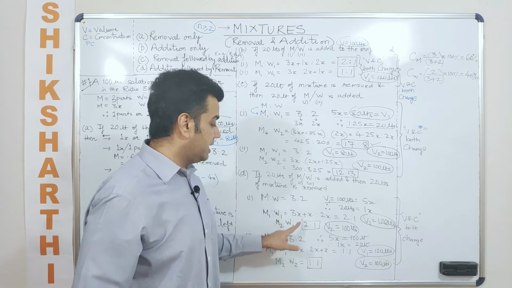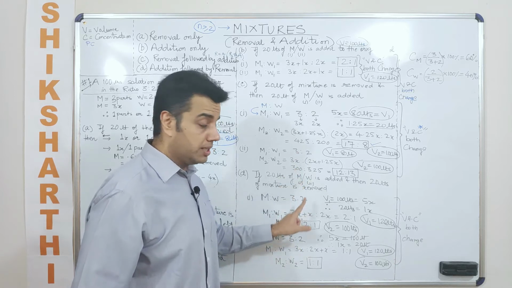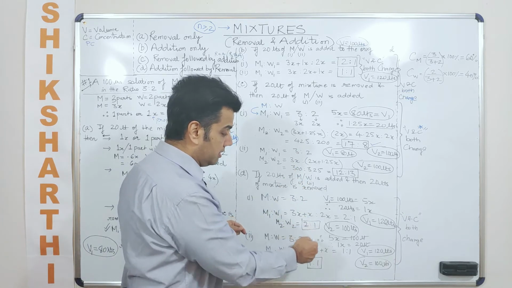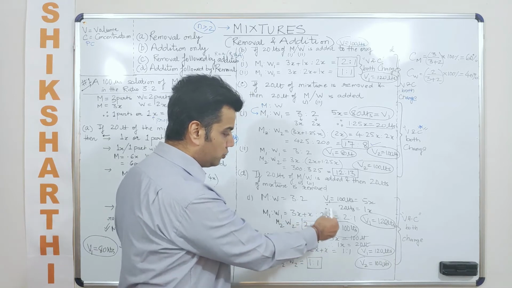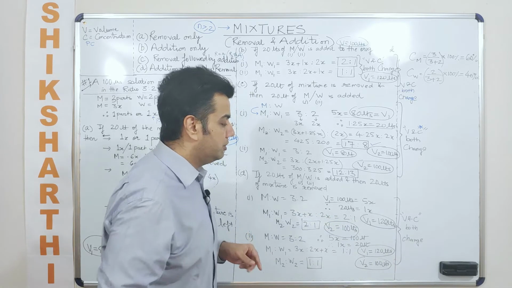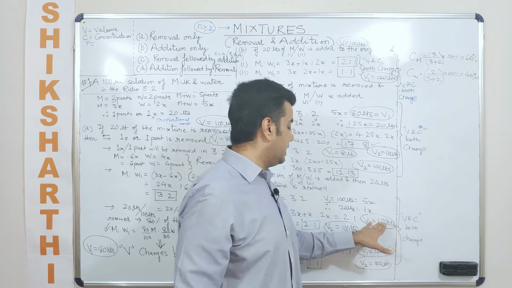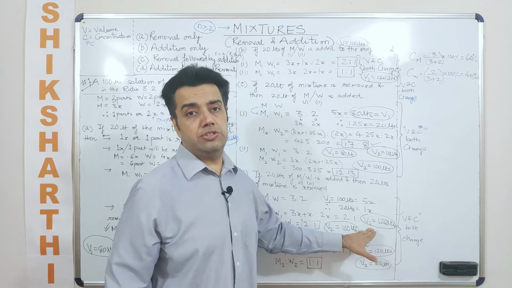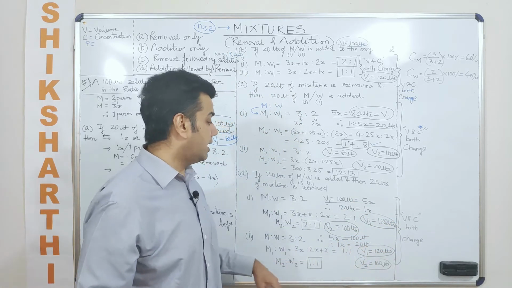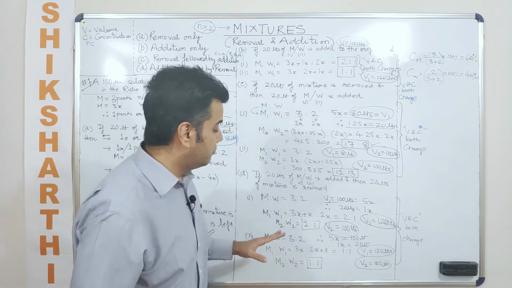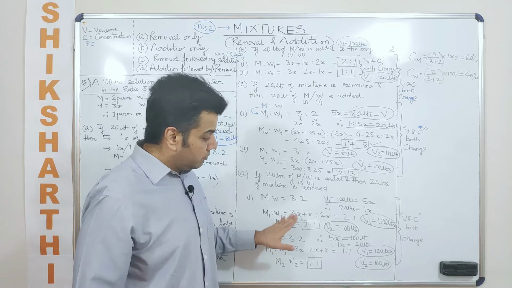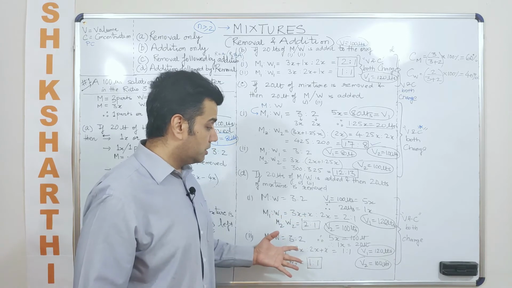So in the first case we are adding milk only. So when we are adding milk only, this becomes how much? This becomes 3x plus x is to 2x, and the final ratio comes out to be 2:1, and the volume thereafter, since I'm adding, changes to 120 liters. But now if I remove, I'm removing 20 liters only.